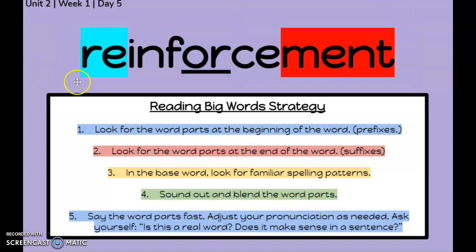Sound out and blend the word parts. Reinforcement. Say the word parts fast. Reinforcement. Well, I know that the prefix re means to do again. Enforce is to make something happen. And ment, that suffix is the action of doing something. So reinforcement must mean to enforce again, or have more enforcement, or more action of doing something.